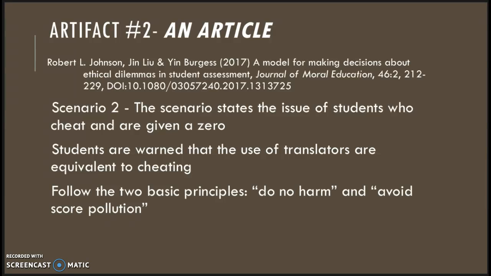The second artifact I chose was the article, A Model for Making Decisions About Ethical Dilemmas in Student Assessment. One of the details I found most interesting were the specific scenarios the author used in their research. The scenario that stood out the most was Scenario 2. The scenario states that it shows students who cheat and are given a 0.